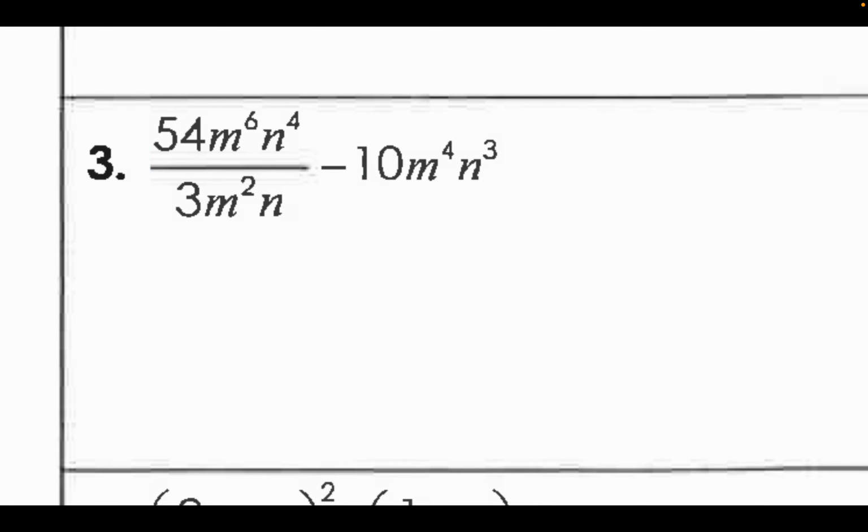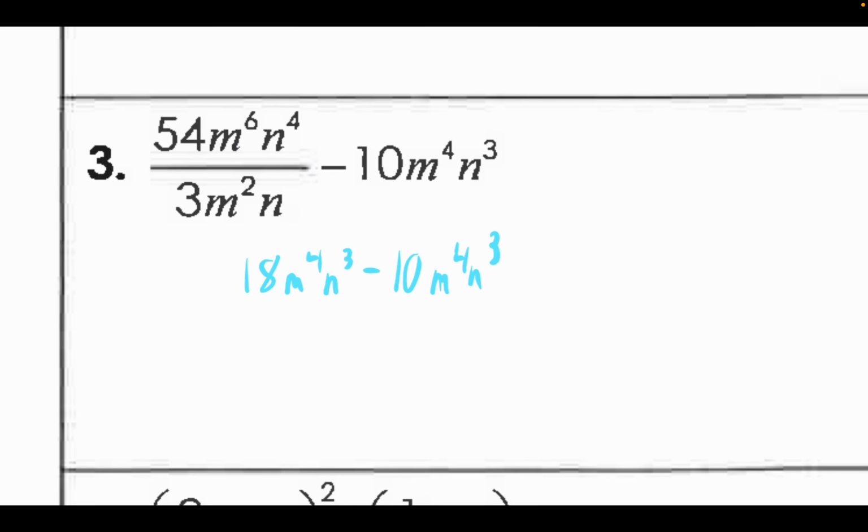So 54 divided by 3 is 18, and then 6 minus 2, since they are both the same base m, gives us m to the 4th. And 4 minus 1 on those powers of n gives us n to the 3rd. And this is subtracting 10m to the 4th n to the 3rd.